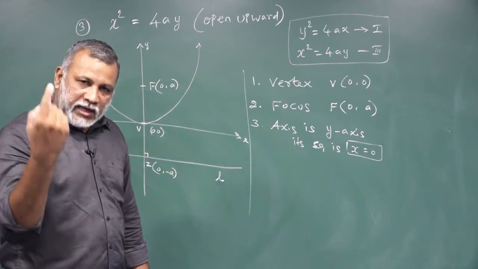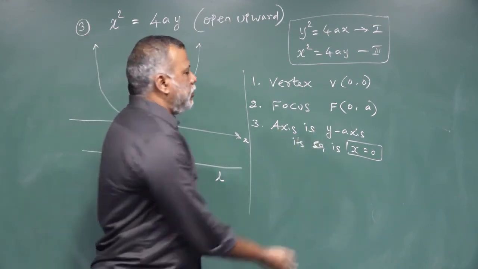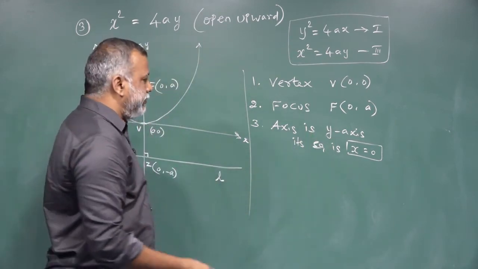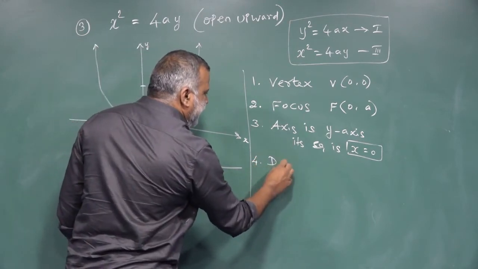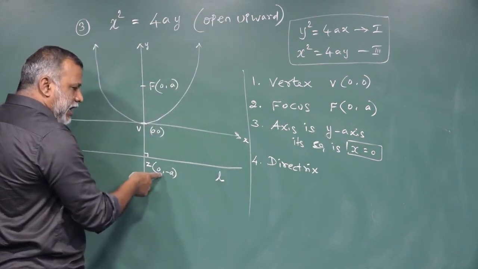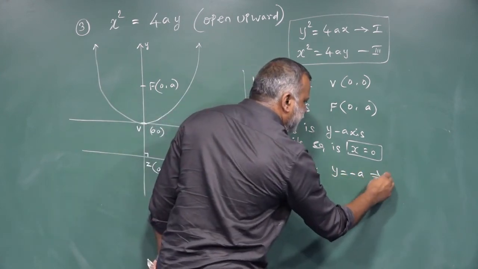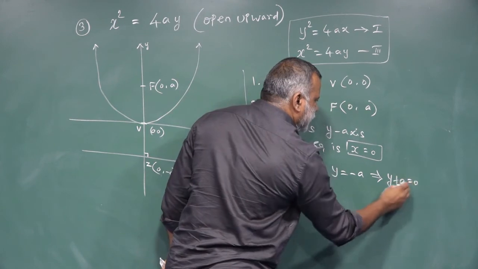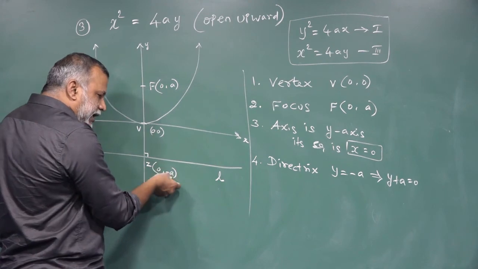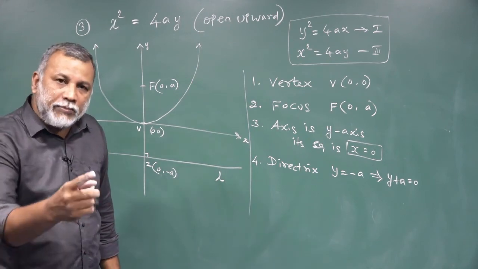Compare with the first. In your first type, the x-axis is the axis. Its equation is y equal to 0. Compare with type number 1. See, x and y are interchanging. Now, fourth, the directrix. See the directrix here. This value is y equal to minus a. So we can write y plus a equal to 0. This line is passing through the point 0 comma minus a. Here the value of y is minus a. So we can write y plus a equal to 0. Compare with the first result.